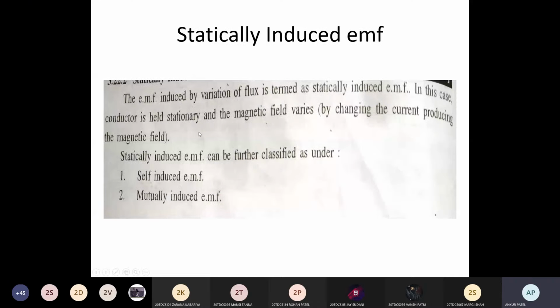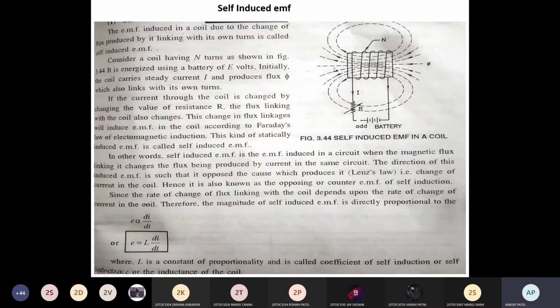Statically induced EMF: self-induced EMF and mutually induced EMF. For self-induced EMF, we have only one coil, so it links with its own turns. We can change this magnetic field by changing the resistor value. So we change the current value, and accordingly we change the magnetic flux in the circuit. We get E equal to L di by dt, but we take E equal to minus L di by dt according to Lenz's law.